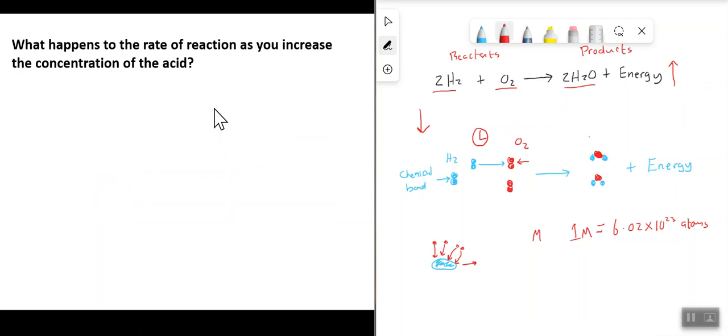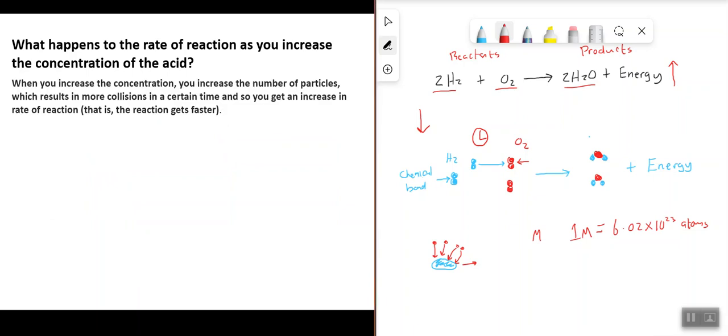So what happens to the rate of reaction as you increase the concentration of the reactants? When you increase the concentration, you increase the number of particles, which results in more collisions in a certain time, and so you get an increase in the rate of reaction. That is, the reaction gets faster. So if you increase the number of hydrogen atoms or oxygen atoms, there are going to be more collisions, and therefore a greater rate of reaction.